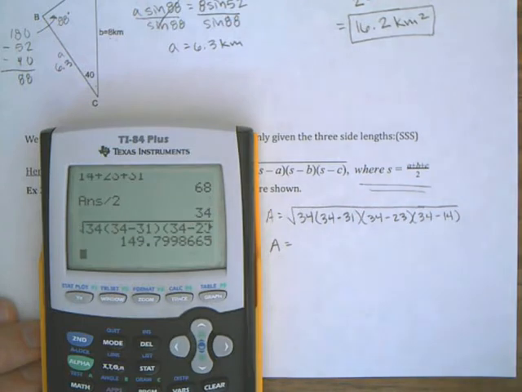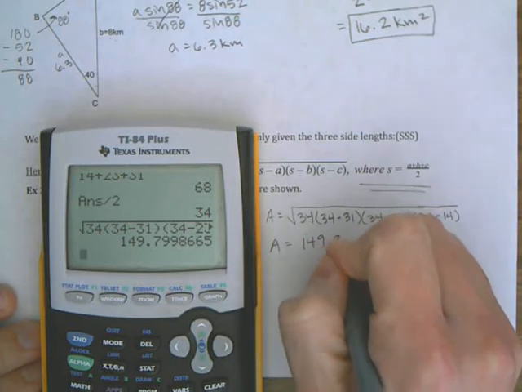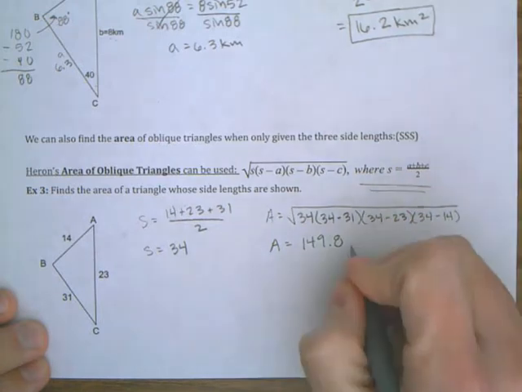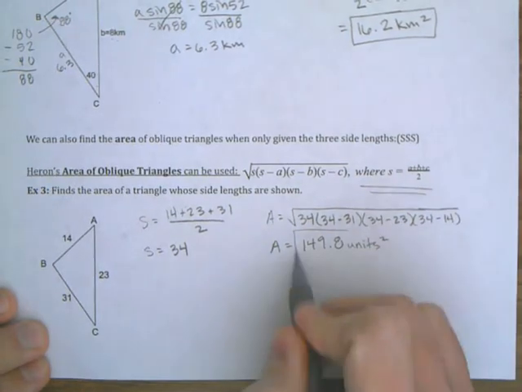149.8 units squared. I don't know what the units are here, but that's how you use Heron's formula for the area of oblique triangles.